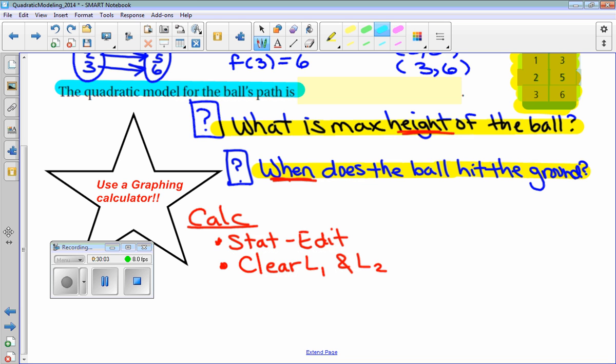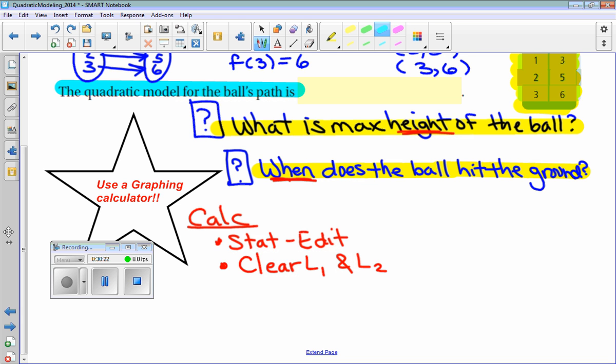Does anybody not have an L1 and an L2 across the top? Make sure it says L1, L2 up there. L1, L2. Just making sure. You go up to L1 and press clear, enter. Right, everyone got the L1 and L2 clear?